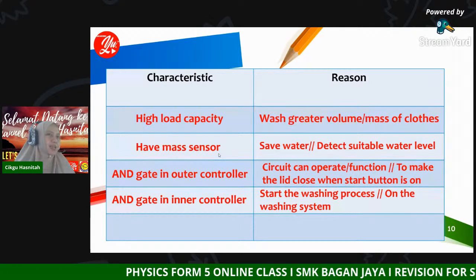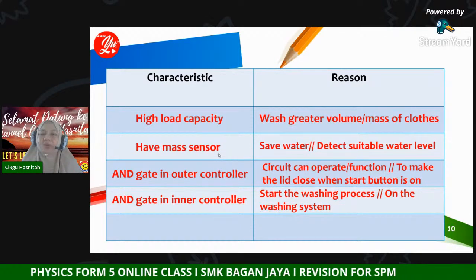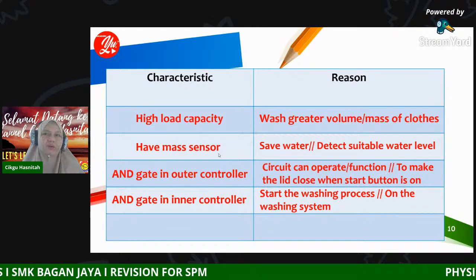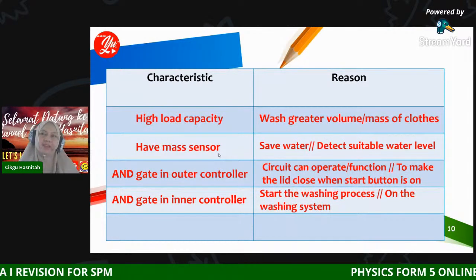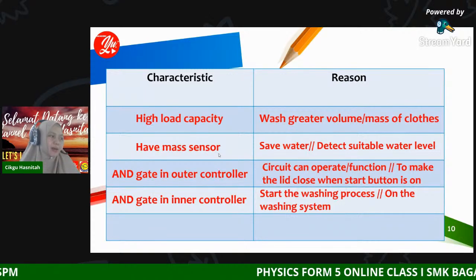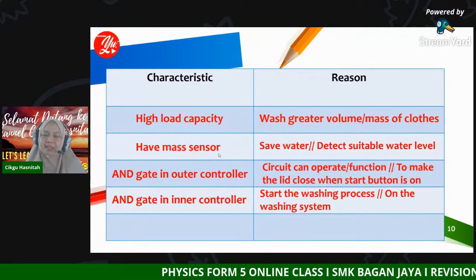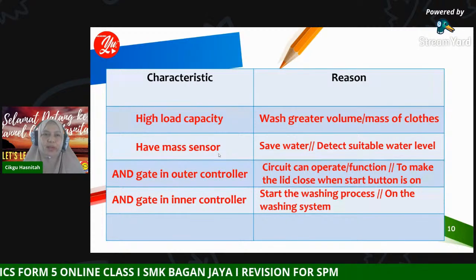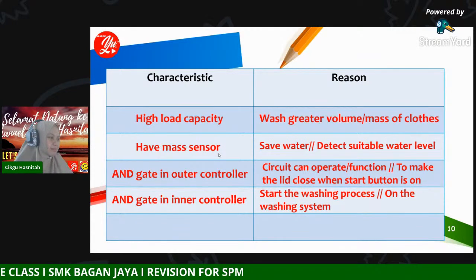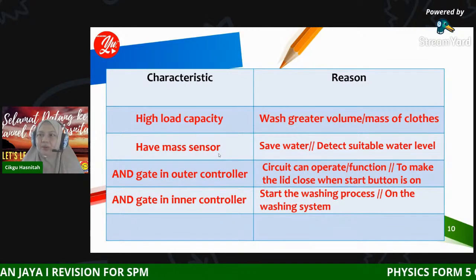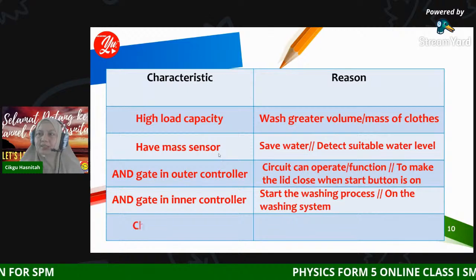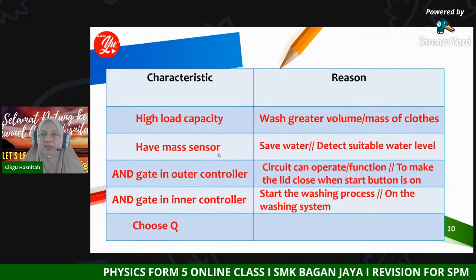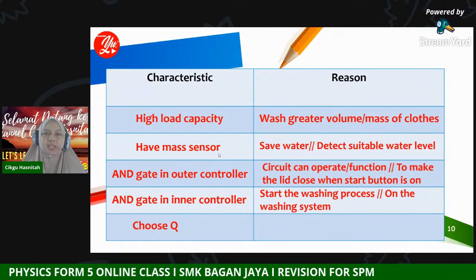So finally, which washing machine are you going to buy? Which one is a better choice? P, Q, R, or S? Okay, you can refer back to the table. So which one is a better choice? P, Q, R, or S? And the choice is, we choose washing machine Q. Choose Q.